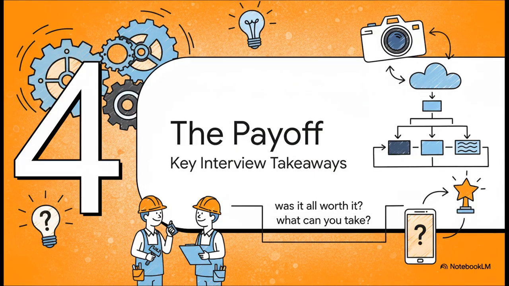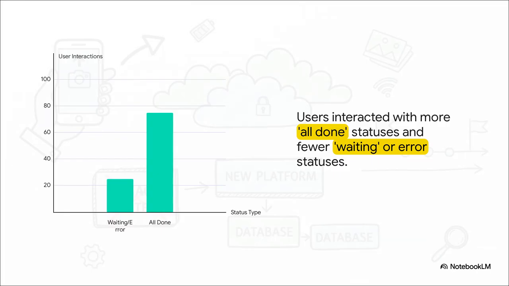So after all that work, was it worth it? And maybe more importantly for you, what are the big lessons you can pull from this and use in your own system design thinking? You can see it right here in the data. The story is crystal clear. After the rewrite went live, users started seeing far fewer of those frustrating waiting or error statuses and a whole lot more of that satisfying all done message. This is a real, measurable improvement to the user experience that proves the project was a huge success.